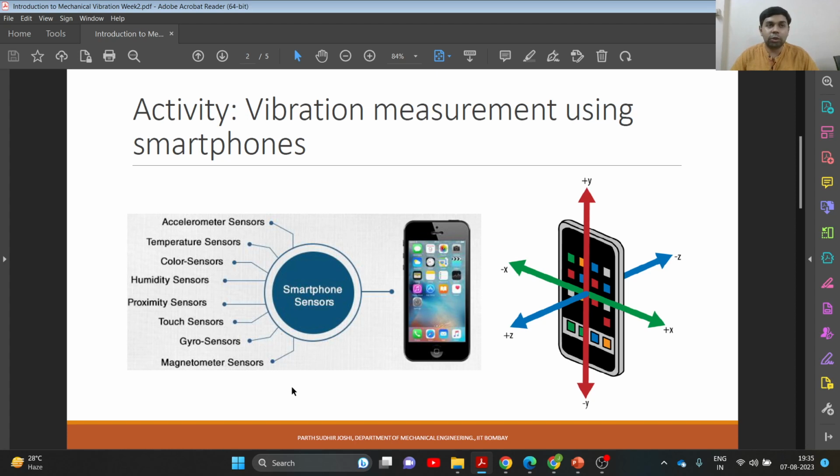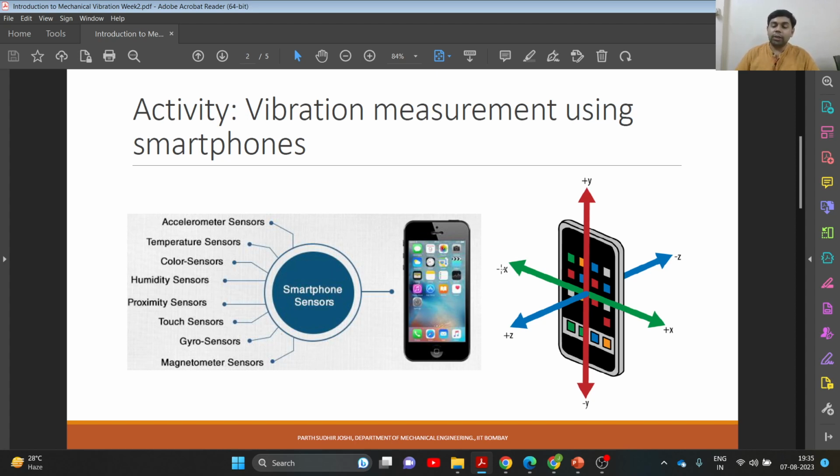So in Google Maps navigation, in which direction we are facing, and from that Google Maps will determine the route based on our magnetometer sensor. So things like that. So these are the different uses of the sensors. So we can use the outputs of these sensors in some kind of vibration experiments.